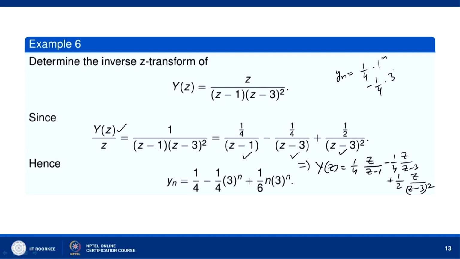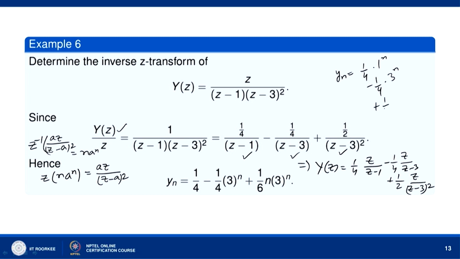3 to the power n, and then here let us recall that Z transform of n a to the power n is a z divided by (z minus a) whole square. So, we have to use this one. Okay. So, inverse Z transform of a z upon (z minus a) whole square equal to n a to the power n. Now, here we have z over (z minus 3) whole square. Okay. We have to take the inverse Z transform of this.